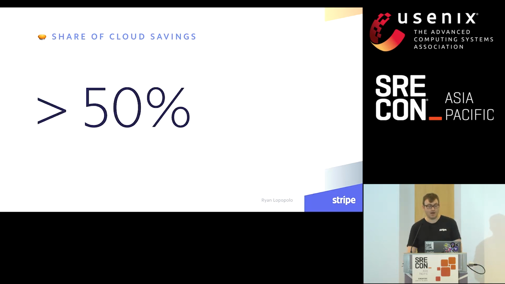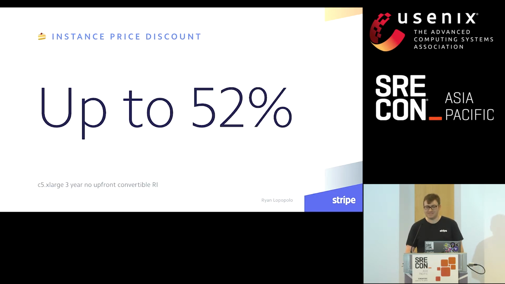We think that of all the savings you can extract from AWS, reserved instances account for at least 50% of all those savings, so it's worth spending some time to understand them and use them correctly in your infrastructure. In terms of specific discounts you might be able to get, they are up to 52% for any one instance family. This 52% number comes from a C5 X large 3-year, no upfront convertible RI.